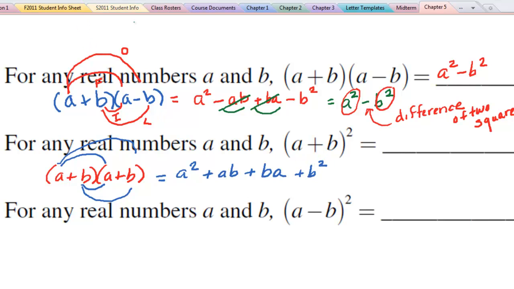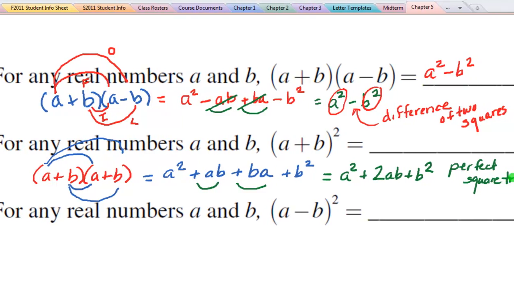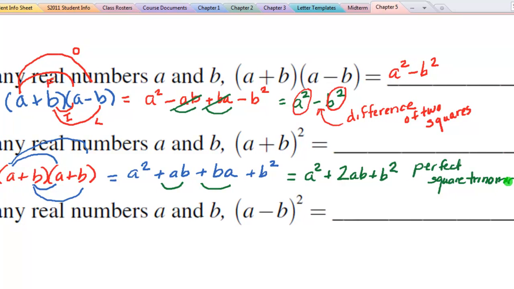Now this time, our middle terms are the same because ba and ab are the same thing. So we have two of them. So we end up with a squared plus 2ab plus b squared. And this is a perfect square trinomial. That's what these are called. Perfect square trinomial. And actually, this one and the next one are both perfect square trinomials because we got them by squaring a binomial. And notice what it is.